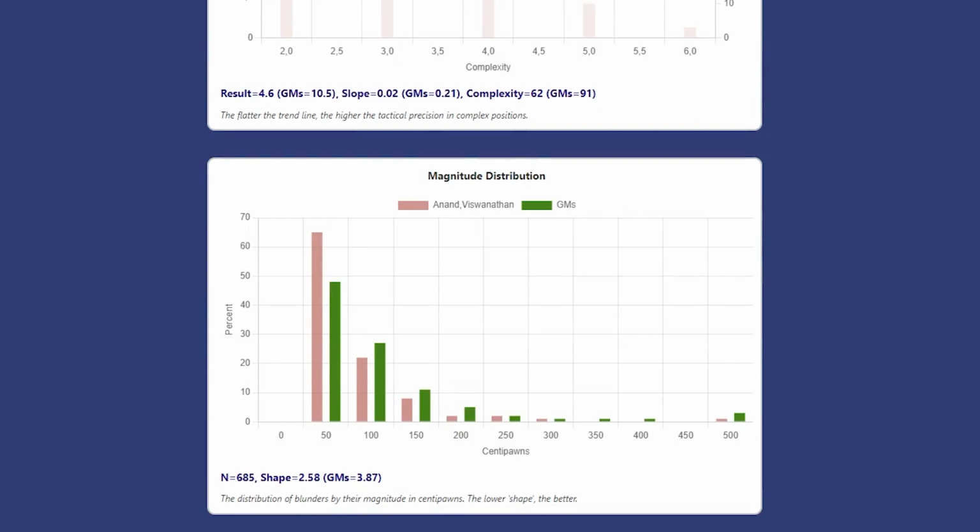First of all, we have the distribution of the blunder size, the magnitude distribution. And we see that Anand makes more small blunders than the green bars depicting the average grandmasters. But then this is compensating: when we have a blunder size of 100 to 150 centipawns, he is blundering less in this size range than the average GMs.